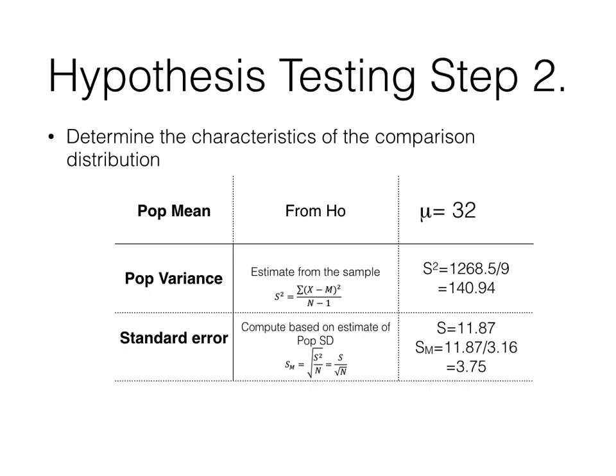So I'm going to compute the standard error based on this estimate of the population variance or the population standard deviation. And so you can see here, I get this little s sub m, and that s sub m again is the standard error. That's our estimate of the standard error for this comparison distribution. And what it says is I need to take the variance and divide it by the n, not the n minus 1, the n, and then take the square root of it, or I can take my s, which is my standard deviation, and divide by the square root of n.